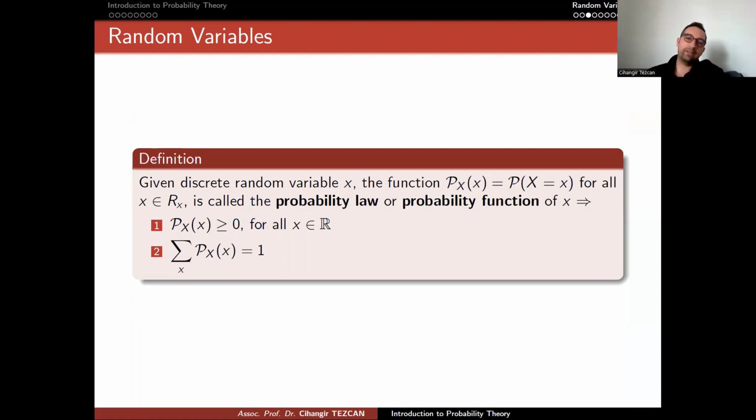Given a discrete random variable X, the function p_X(x), where capital X equals small x for all x in the range, is called the probability law or the probability function of X. This function is always greater than or equal to 0, and the summation of all of these probabilities gives you 1.